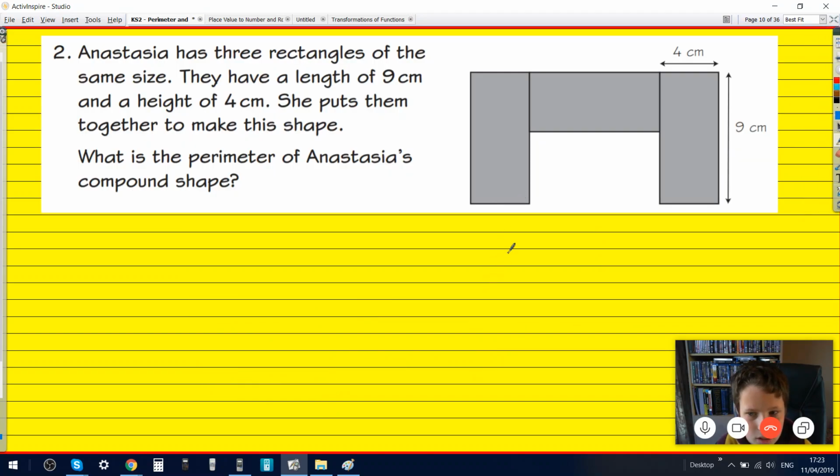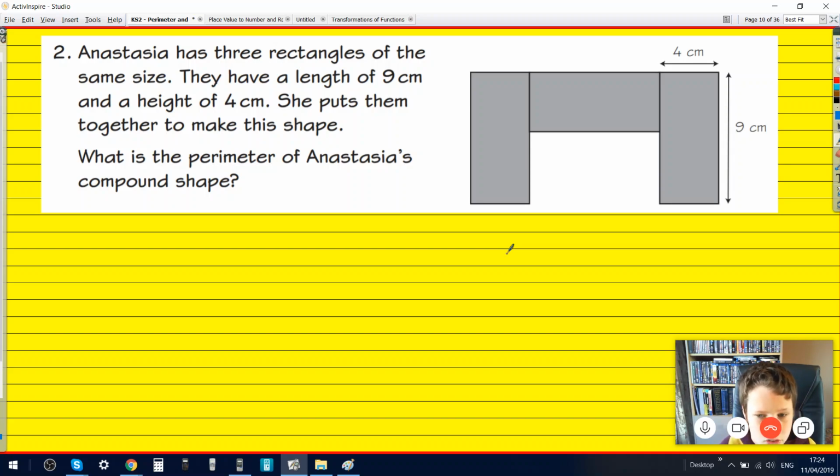Okay, let's try this. Anastasia has 3 rectangles of the same size. They have a length of 9 centimeters and a height of 4 centimeters. She puts them together to make this shape. What is the perimeter of Anastasia's compound shape? So each of the 3 rectangles has a length of 9 centimeters and a height of 4 centimeters.